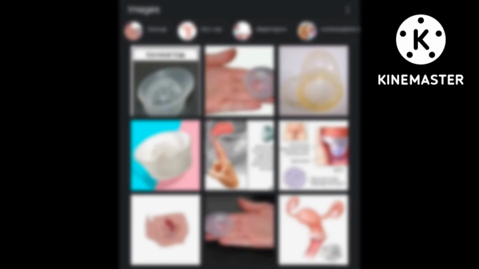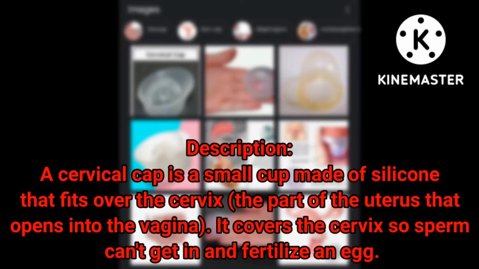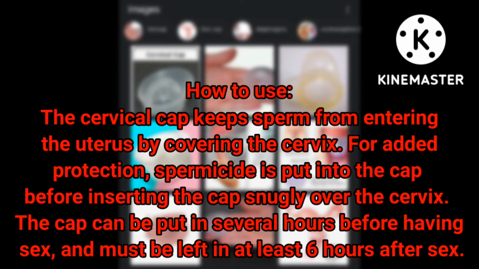Cervical cup. A cervical cup is a small cup made of silicone that fits over the cervix, the part of the uterus that opens into the vagina. It covers the cervix so sperm cannot get in and fertilize an egg. How to use it? The cervical cap keeps sperm from entering the uterus by covering the cervix. For added protection, spermicide is put into the cap before inserting the cap snugly over the cervix.